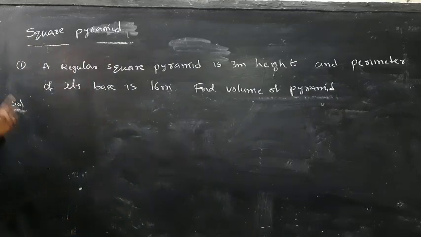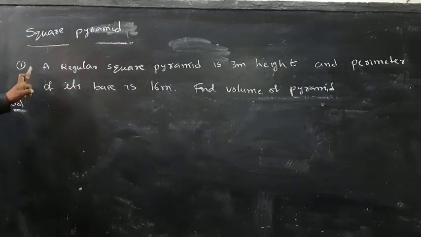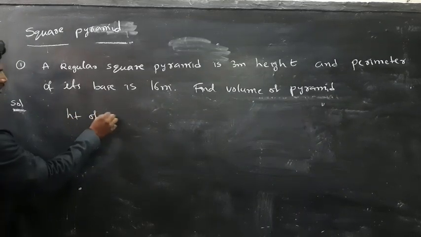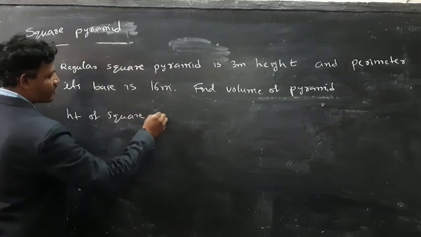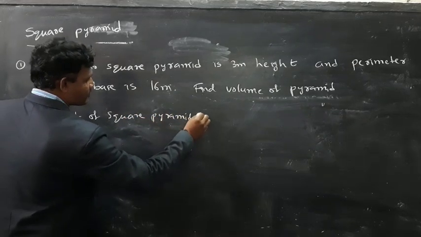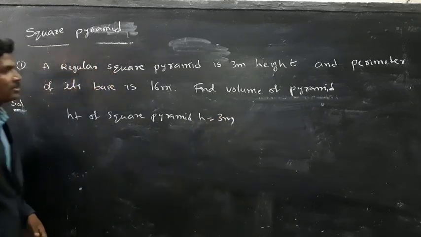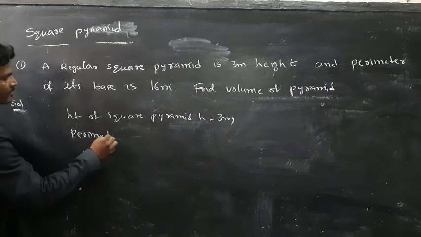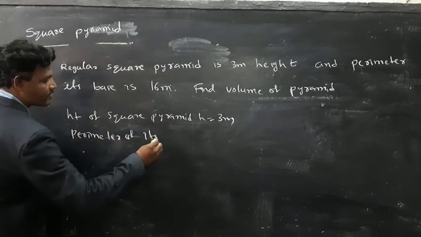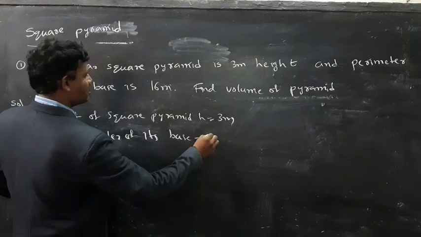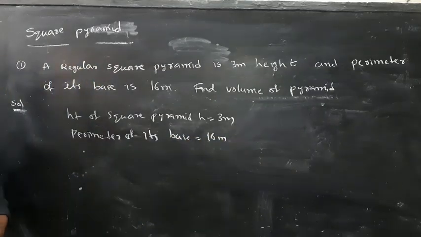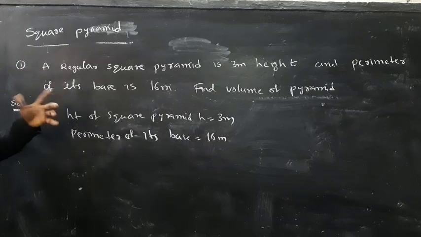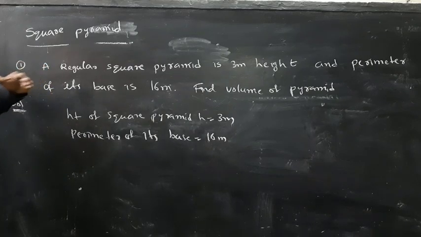So students, here is a question on the concept. A regular square pyramid is 3 meters in height. The perimeter of its base is equal to 16 meters. Perimeter of its base means the perimeter of the square. Why? Because here the base is in the shape of a square.